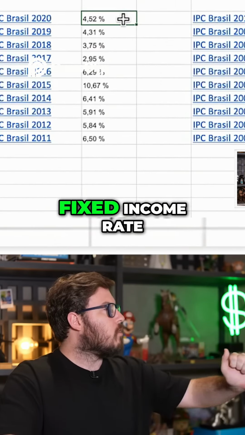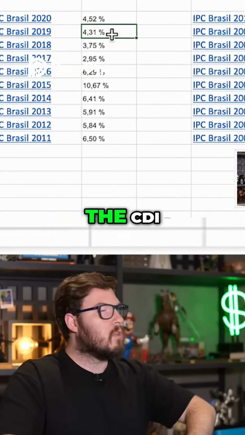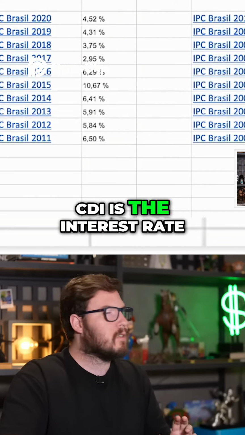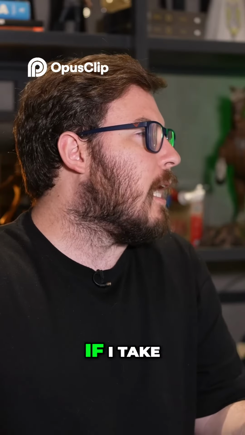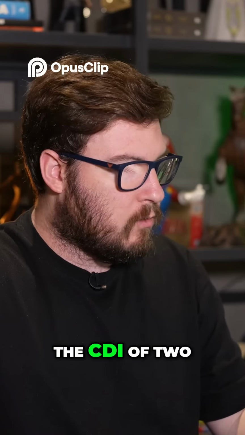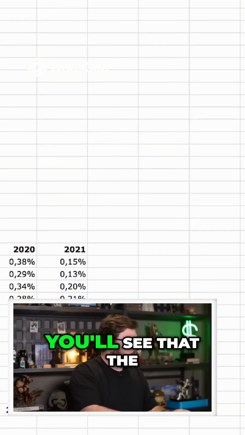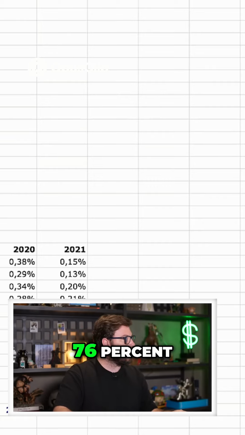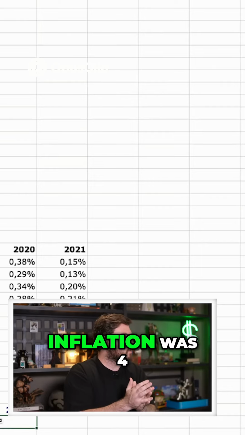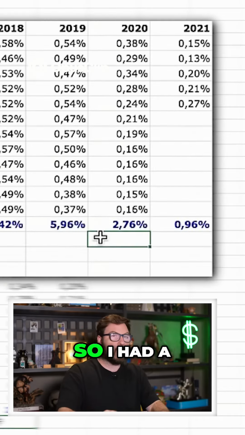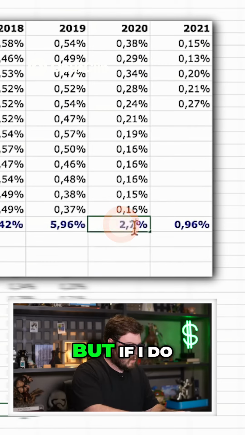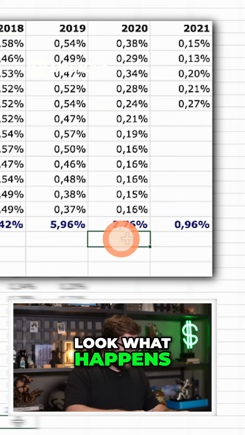If I take our fixed income rate, which would basically be the CDI, then look, IPCA is inflation, right? CDI is the interest rate. So if I take, for example, the CDI of 2020, you'll see that the real interest rate was negative because if we had an income of 2.76%, inflation was 4.52%, so I had a negative rate of 1.76% here, okay? But if I do the same thing, look what happens.